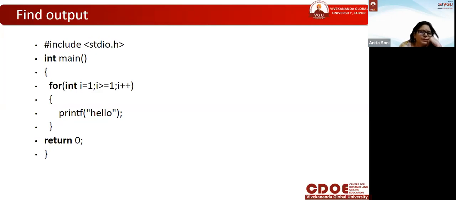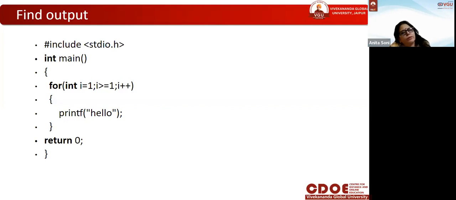Again, look at what would be the output here. Again, an example of a for loop. So here you have a variable i. You have initialized it with 1. And then you are testing whether i greater than or equal to 1, i plus plus. So this condition will always work. This condition will always be true. So again, it is an example of an infinite loop.